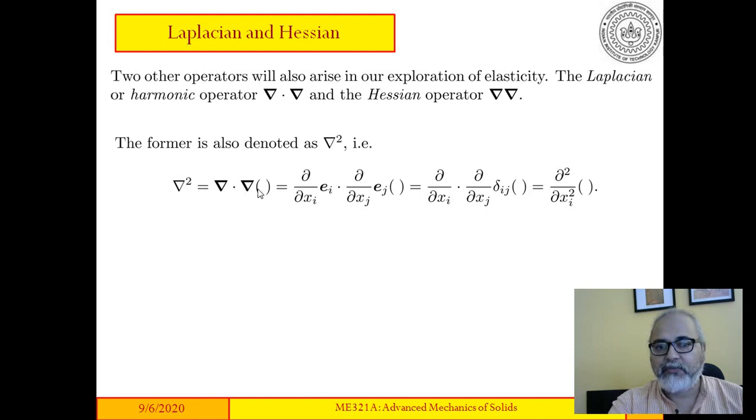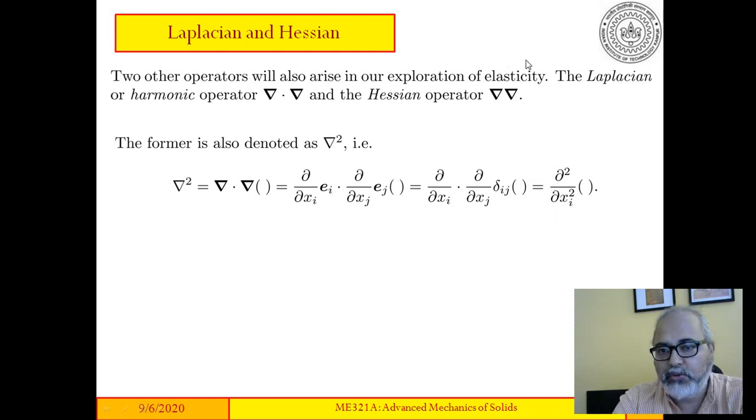So this is some function of position. The first one is a vector ∂/∂x_i e_i. The second one is a vector ∂/∂x_j e_j, and then you have this something which can be a scalar, vector, or tensor, whatever the case may be. Then e_i dot e_j is δ_ij, which gives you ∂² over ∂x_i² of that something. Ultimately you get a scalar-type operator, because you have a dot product of two operators, not really vectors.